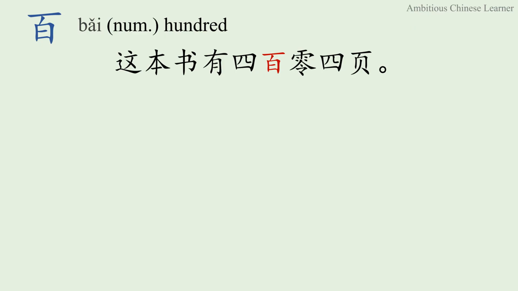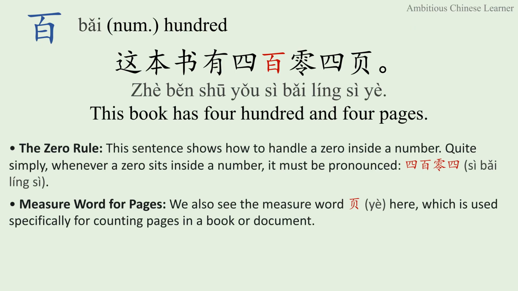这本书有404页. This book has 404 pages. 这本书有404页. This sentence shows how to handle a 0 inside a number. Quite simply, whenever a 0 sits inside a number, it must be pronounced: 四百零四. We also see the measure word 页 here, which is used specifically for counting pages in a book or document.